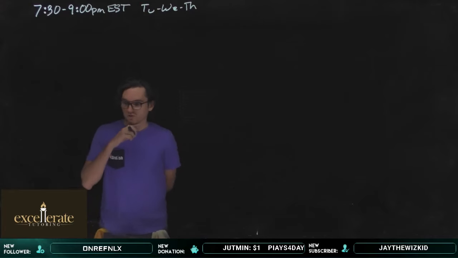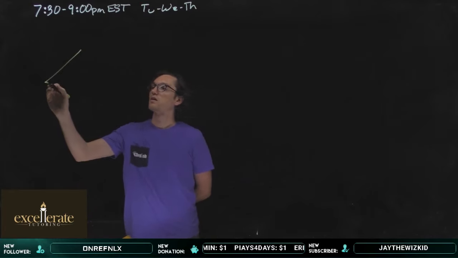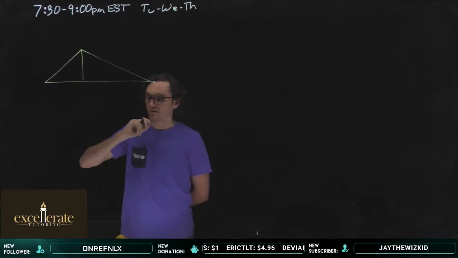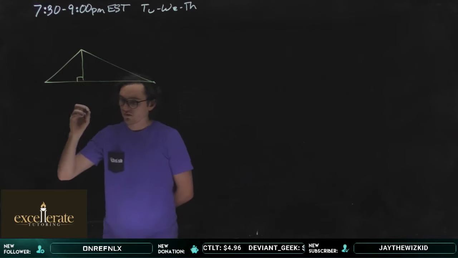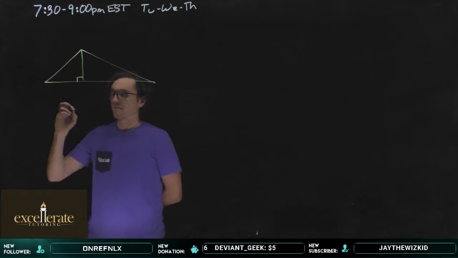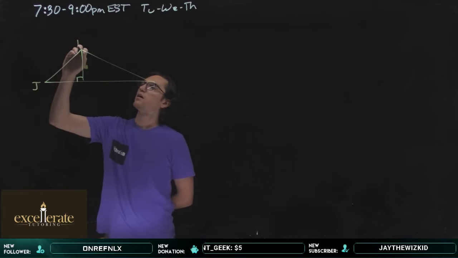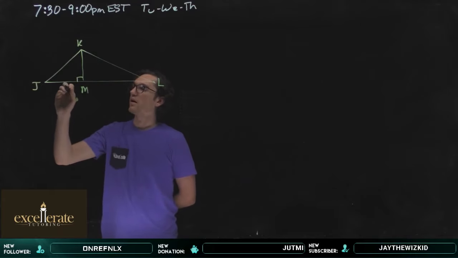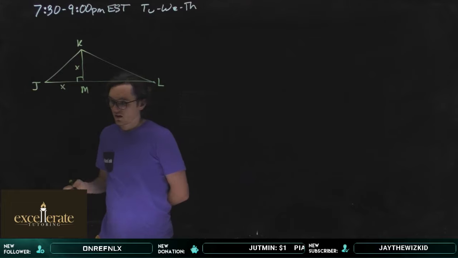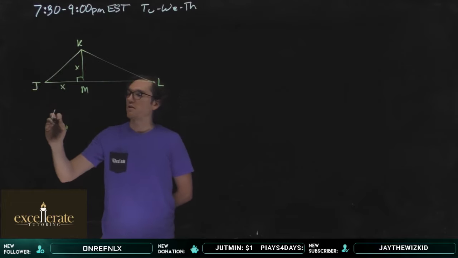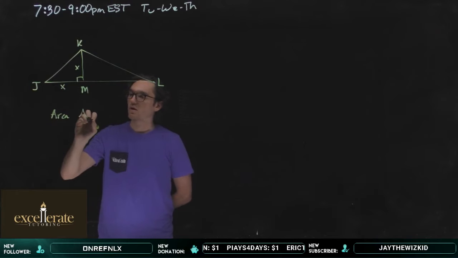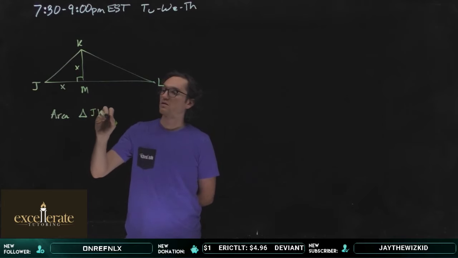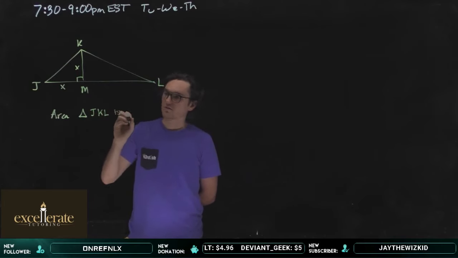Okay, so we have a triangle situation here, which just means there's a triangle. That's what a triangle situation is, if you ever hear that phrase. And we have, okay, let's see what we have here. J, K, L, M, and then we have X and X here, and it says the area of triangle JKL is 2x squared.